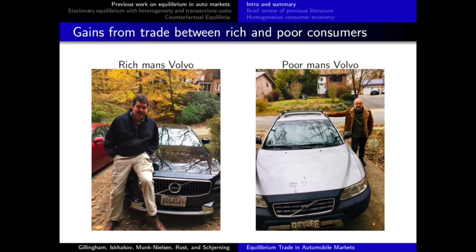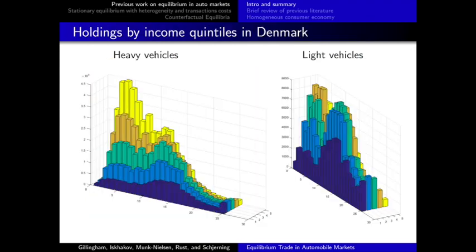So that's why modeling trade also naturally asks who is trading, and we should have heterogeneity between the consumers. We're going to work with that too. You also see that in the data. You got the holdings of cars here in Denmark. We divided them into two types of cars: heavy vehicles over here and light vehicles. And then we have plotted the age distribution here. You got the car age here, the brand new cars here, and 25-year-old cars here.